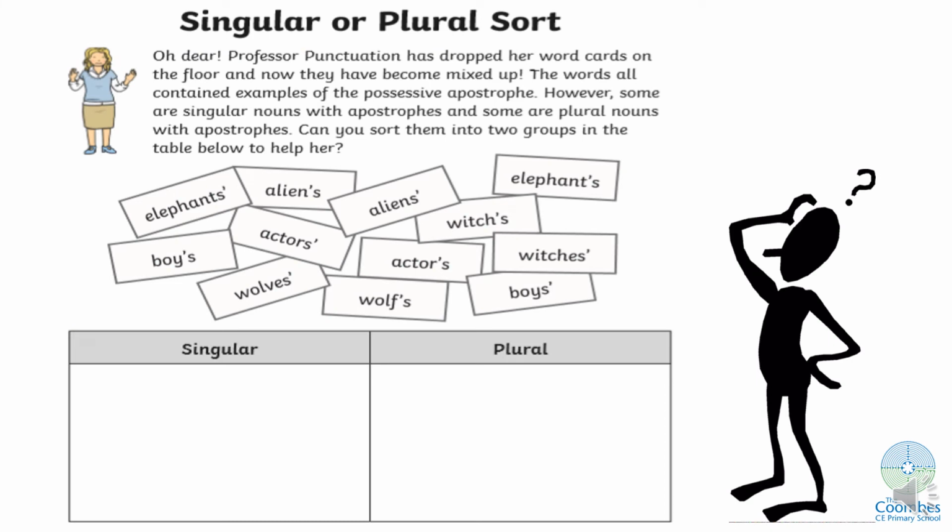So let's have a little practice before you complete your task. I wonder if you can sort out these word cards. Some of them are singular nouns with apostrophes and some are plural nouns with apostrophes. Pause the video for a moment and see if you can sort them into two groups in the table on your screen.